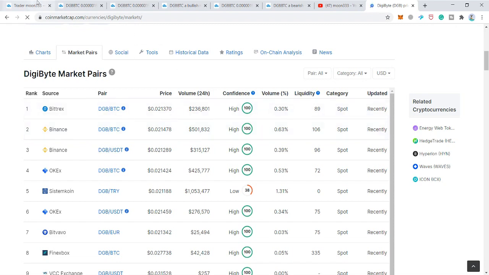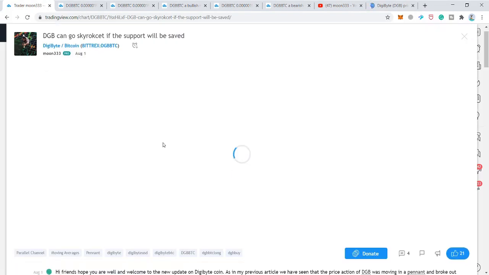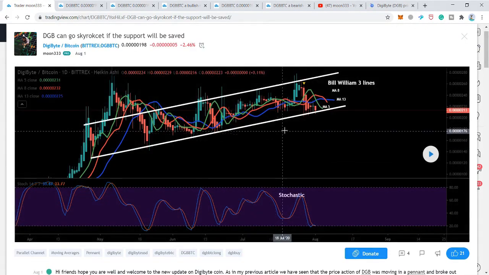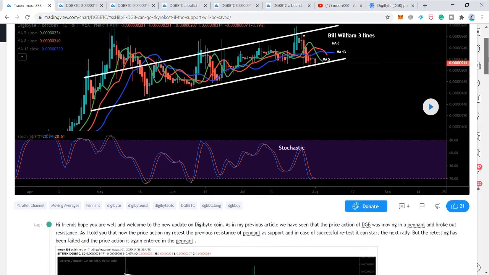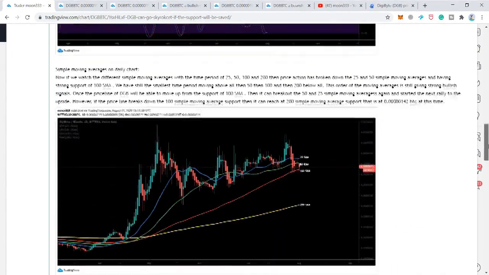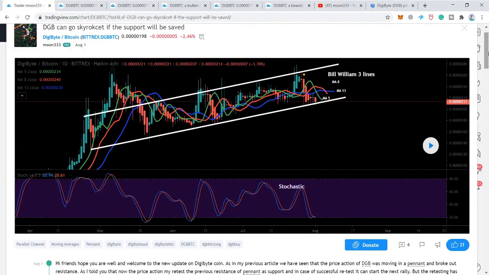Now let's start the video, and first of all, I would like to give you some recap. This was a chart that I shared on 1st August, and here I predicted that the price action is at the support of this up channel, where the price action had been moving since 27th April 2020. And I predicted that the price action could break out of the resistance of the channel. There were many reasons behind that. I have mentioned all these reasons in this complete article, and I also told you in my previous video.